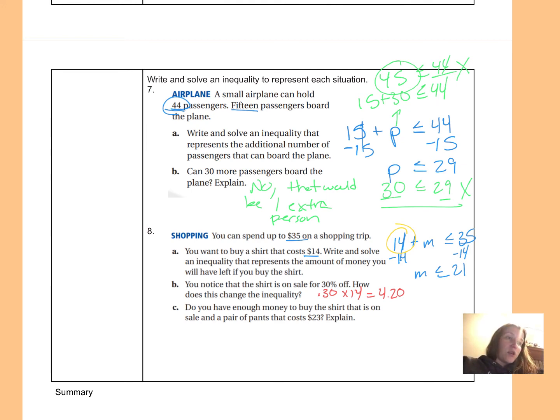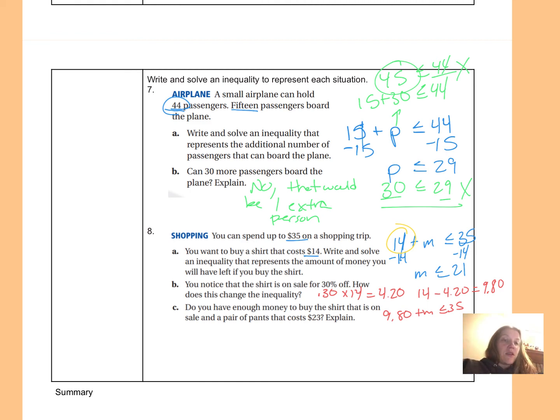So if it was $14, I'm saving or taking off $4.20. So it was 14, saved $4.20. So we are paying $9.80, or 9.8. So then our new inequality would be, instead of 14, 9.8 or 9.80, plus some more money has to be less than or equal to 35. So it changed our value there. It's no longer $14 that we already spent.